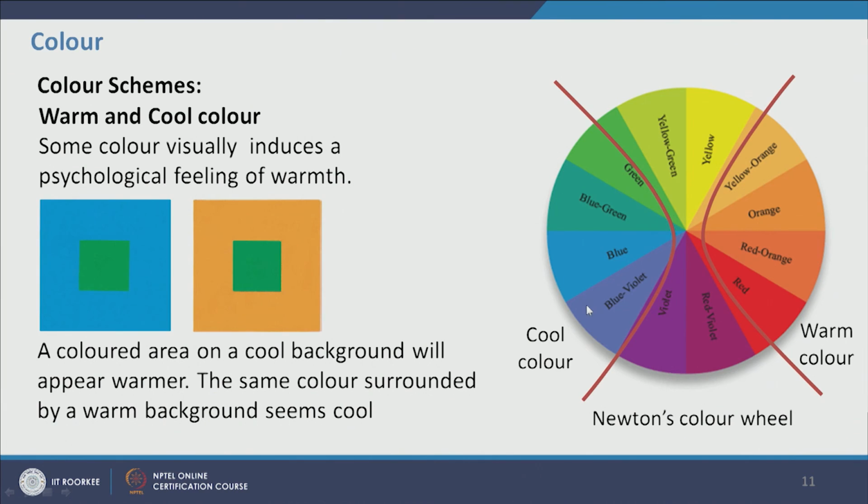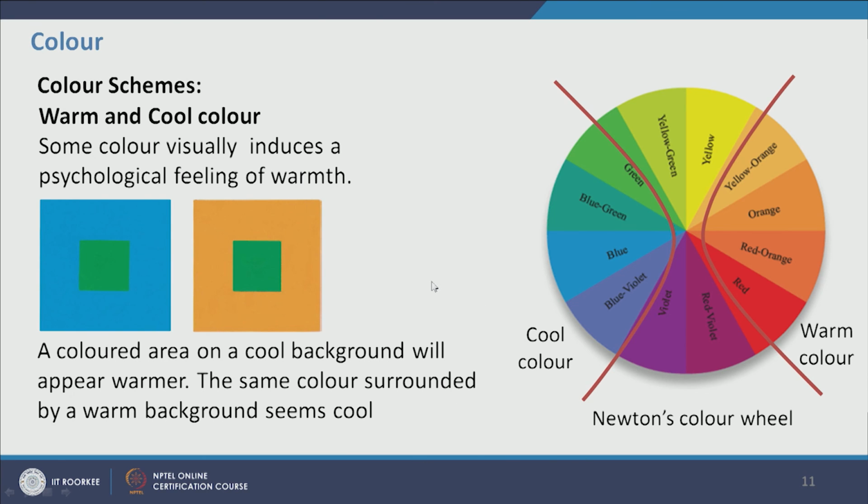If we divide the colors into two different sectors, warm and cool, depending on what kind of sensation they evoke, we have warm colors on the right side of the color wheel: red, orange, yellow. These evoke a sensation of warmth in the user's eye. On the other hand, blue, green and blue violet evoke a sensation of coolness, and that is the visual perception they give. So these are called cool colors.